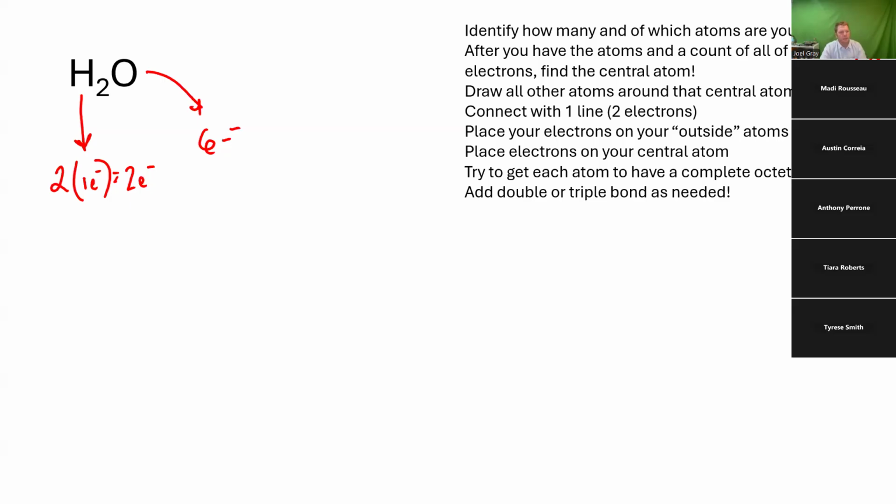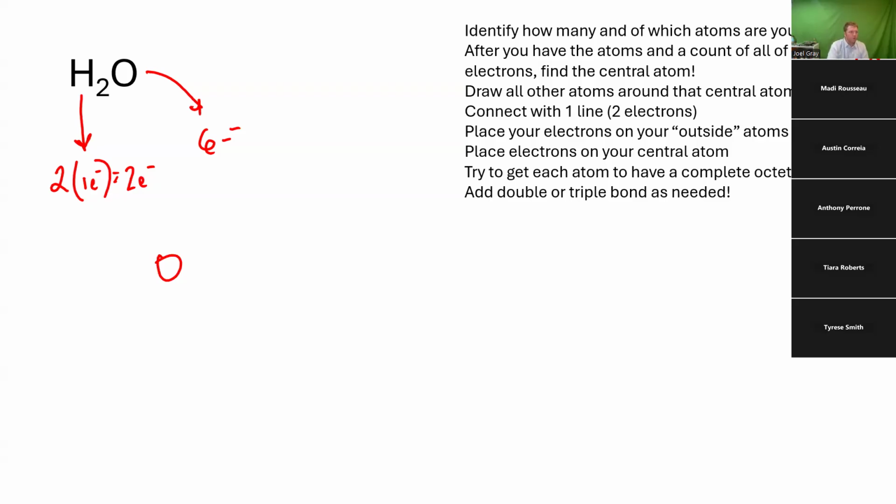Now we need to find our central atom. Well, we've got hydrogen and oxygen. Sometimes this might seem a little odd, because is it central? Yeah, I guess. You could draw H2O where oxygen is the central atom. And oxygen will be the central atom because hydrogen serves as our exception. Hydrogen is basically never going to be the central atom. So we've got our central atom of oxygen.